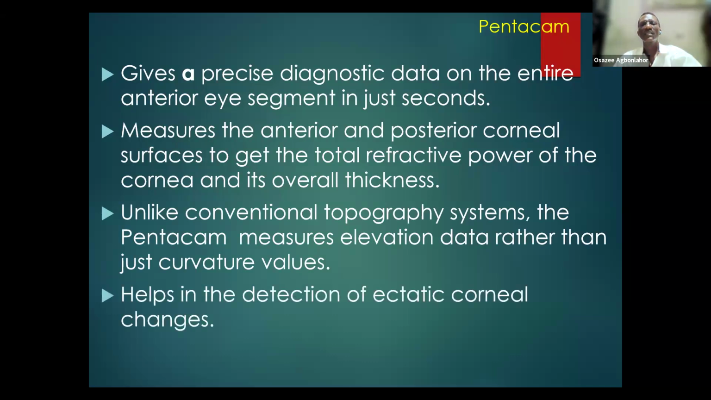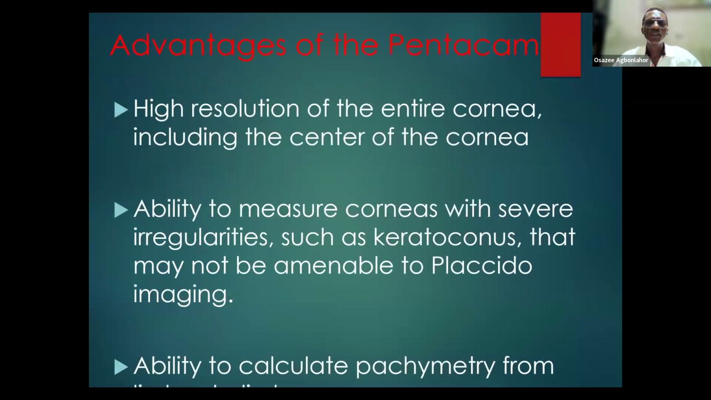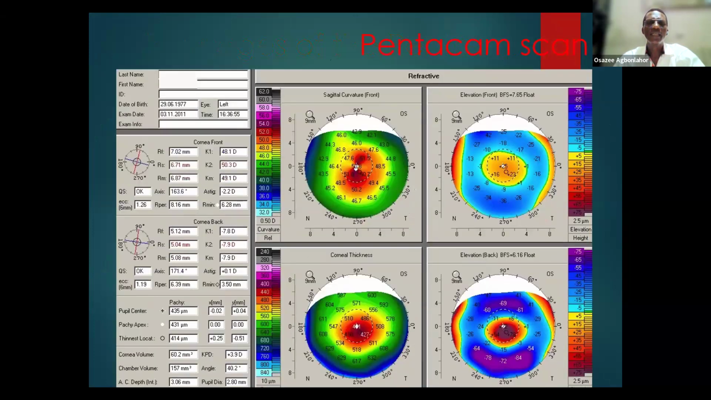It helps in detection of early corneal changes. Like I said earlier, it can track changes and tell you how much change has occurred over the time you'll be managing this patient. What's the advantage of this particular topographer? High resolution of the entire cornea, ability to measure corneas with very serious irregularities, and of course, it can give you pachymetric values from limbus to limbus. This is how it looks like. I know this image is very busy, but we'll break it down as we go forward.